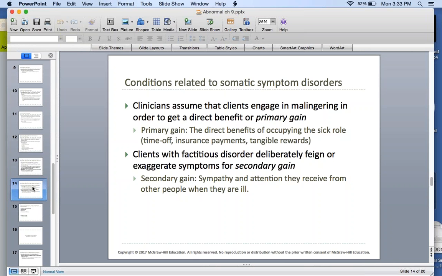Now, this is technically the terms, primary gain and secondary gain, but I will tell you this. When people talk about malingering and they talk about that, we use the term secondary gain. So for your future, I do want you to know that there are technically two different terms clinically, but I also want you to know that often clinicians just use the term secondary gain for both.